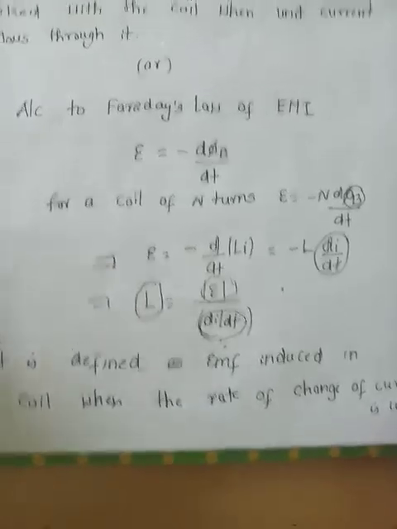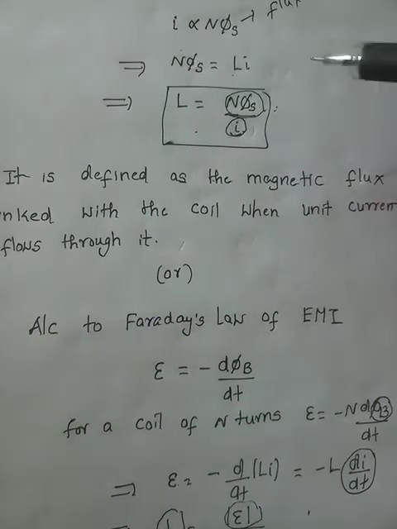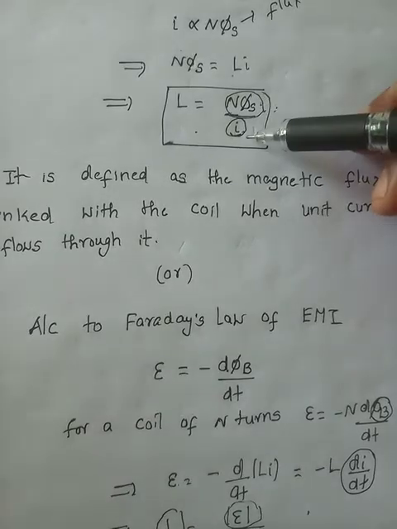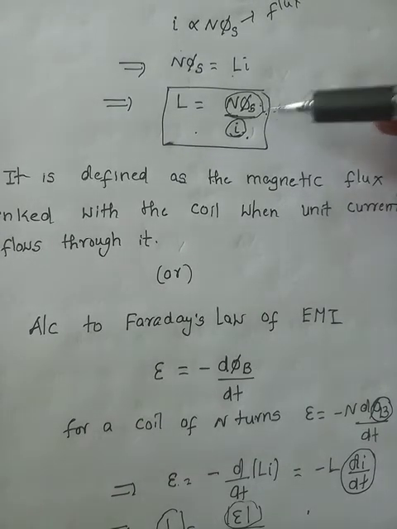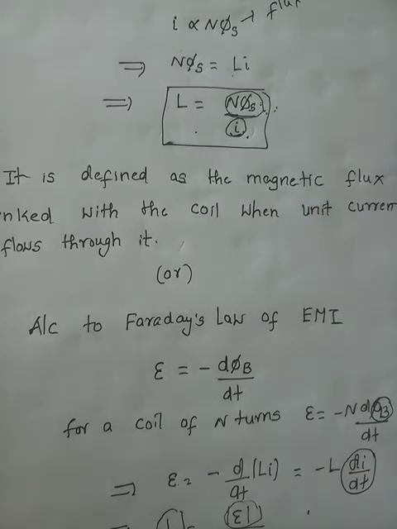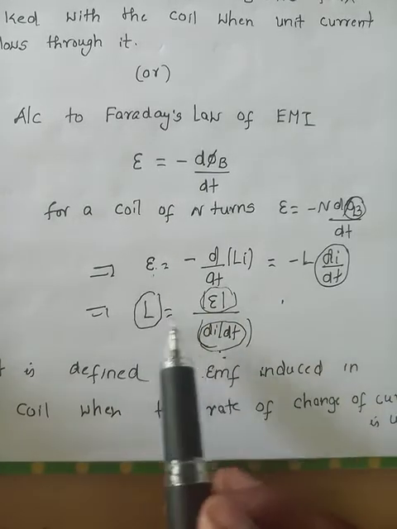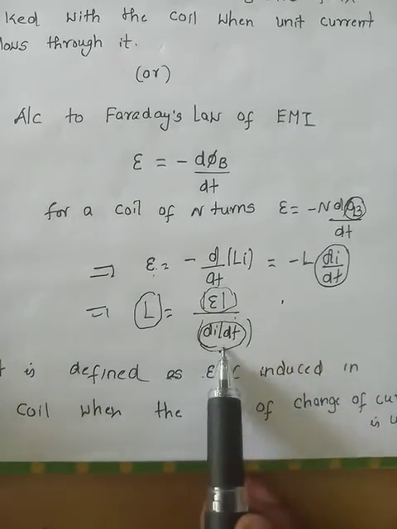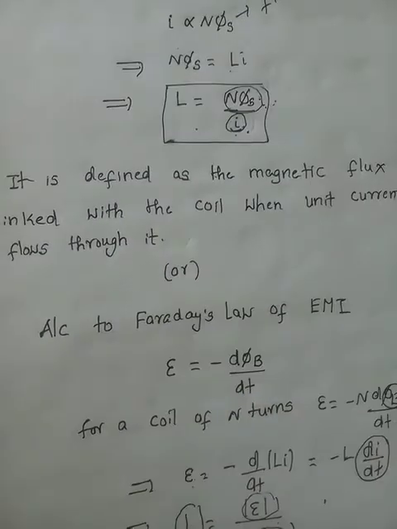So we can define the coefficient of self-induction with two statements. L equals N phi_s when I equals 1, meaning it is defined as the magnetic flux linked with the coil when unit current flows through it, or it is defined as the induced EMF in a coil when the rate of change of current is unity. Clear?